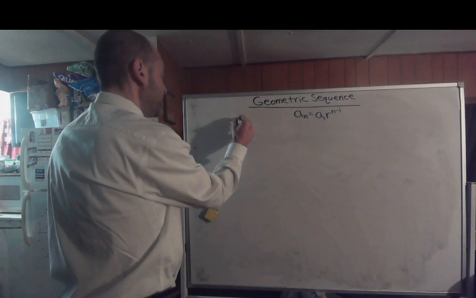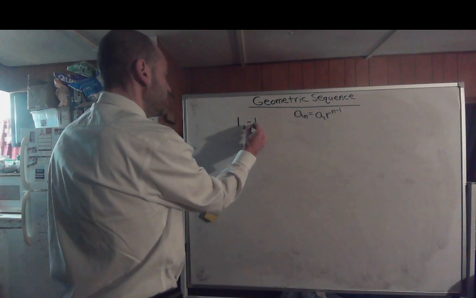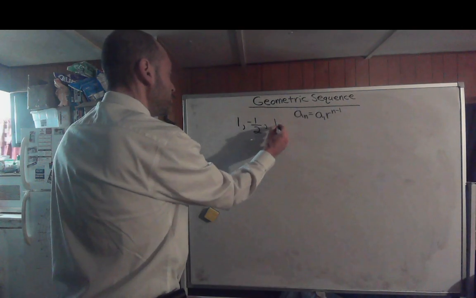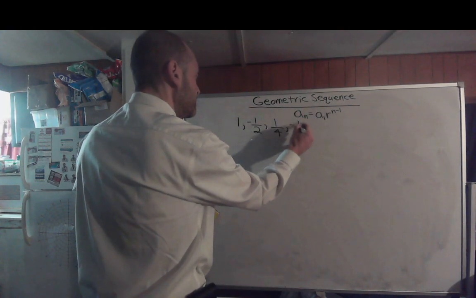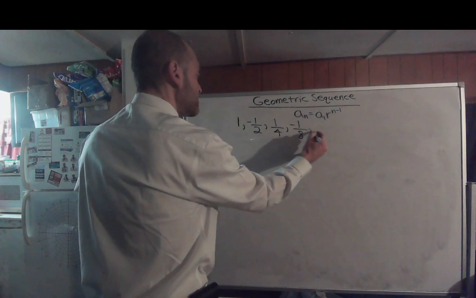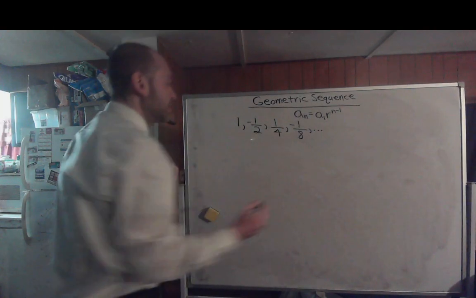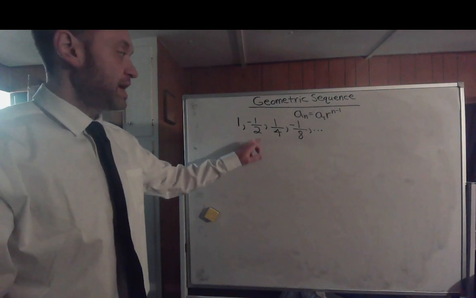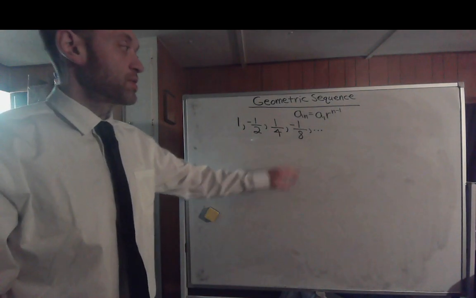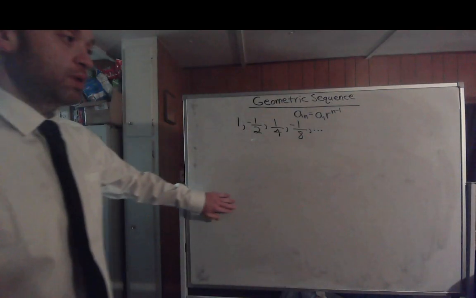Alright, let's see. We have 1, -1/2, +1/4, -1/8, and it just keeps on going and going and going. So this sequence is 1, -1/2, +1/4, -1/8. It keeps on going and going.